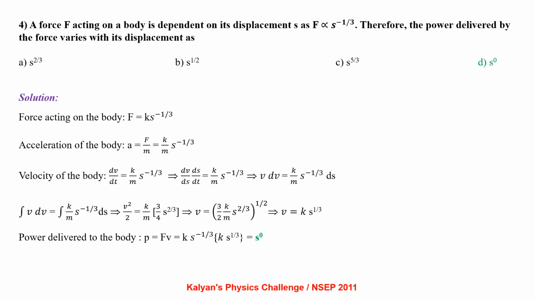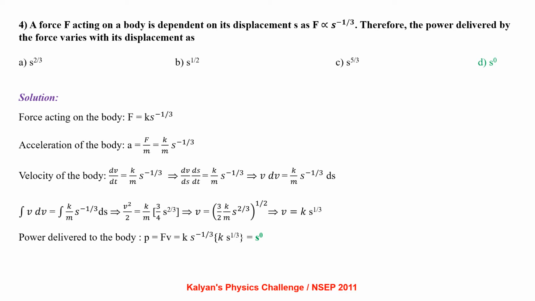A force F acting on a body is dependent on its displacement as F proportional to S power minus 1 by 3. Therefore, how does the power delivered by the force vary with its displacement? The force acting on the body F equal to K into S power minus 1 by 3, where K is a proportionality constant. Acceleration of the body a equal to F by M, so it is K by M S power minus 1 by 3. Velocity of the body can be taken from acceleration dV by dt equal to K by M S power minus 1 by 3.